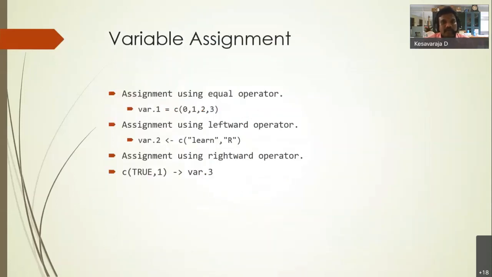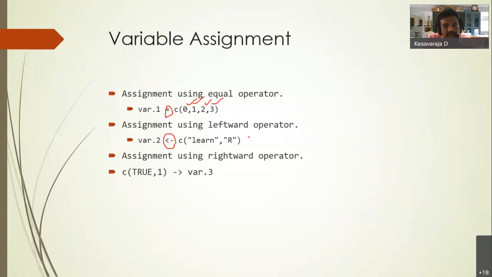Now variable assignment. Variable assignment is a little different, so please listen carefully. Assignment can use either the equal operator or the arrow operator. That's not a problem. So variable.1 is the first variable, equal to C of 0, 1, 2, 3.